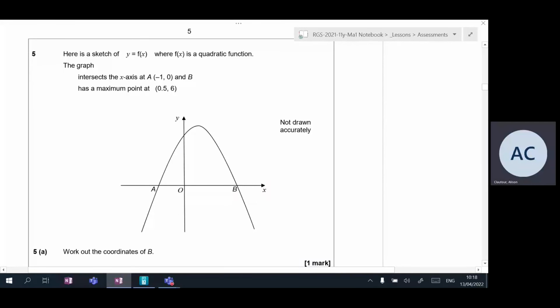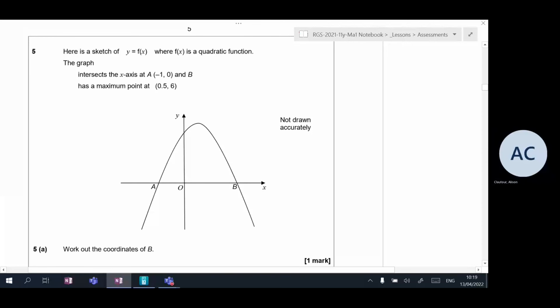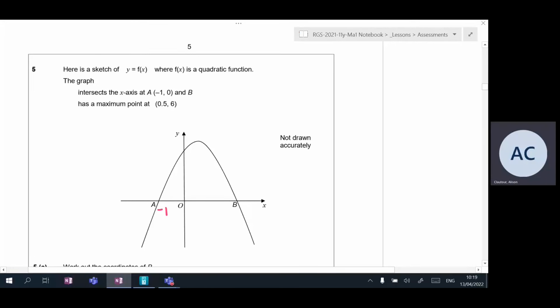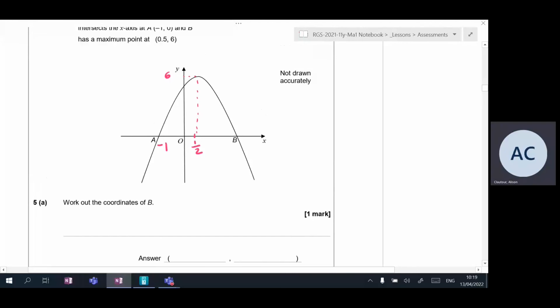Next question. Here is a sketch of y equals f(x). So we've got a quadratic function. It tells us it intersects the x-axis at A, which is -1, and B, and it tells us the maximum point is (1/2, 6). So we want to work out the coordinates of B.